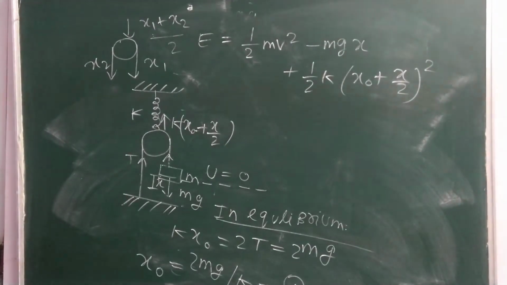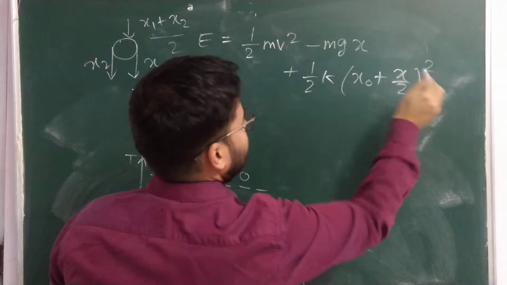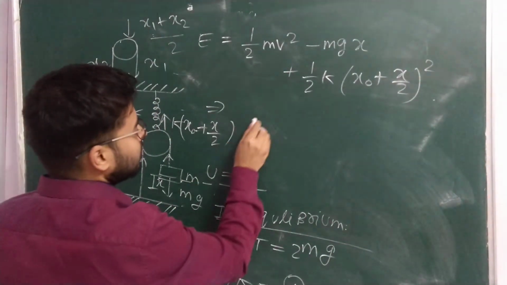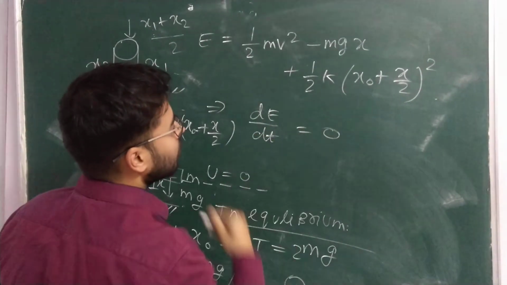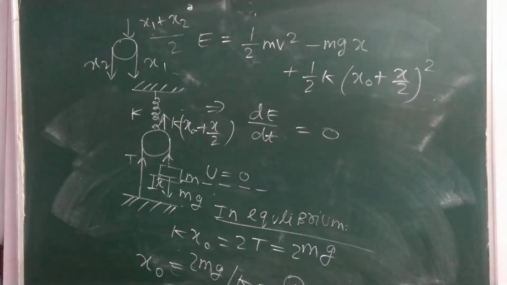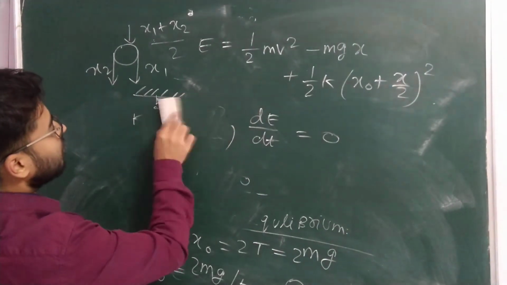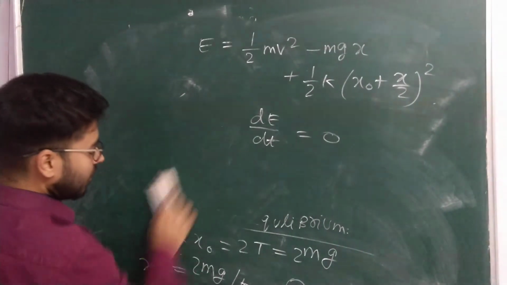This is the total energy, and this total energy should be such that it is a constant, which means dE by dt must be equal to 0. dE by dt must be equal to 0. Now let us solve this equation. Let us see what we get after differentiating this equation.